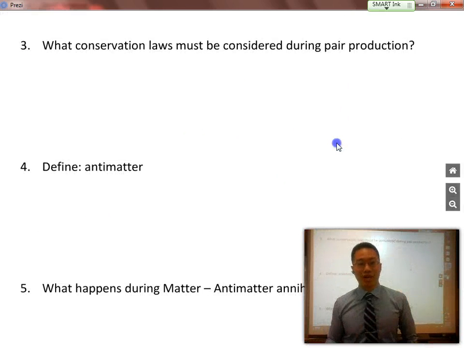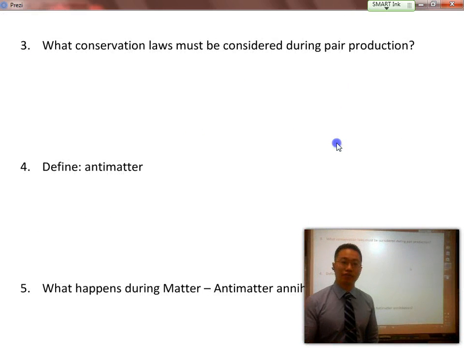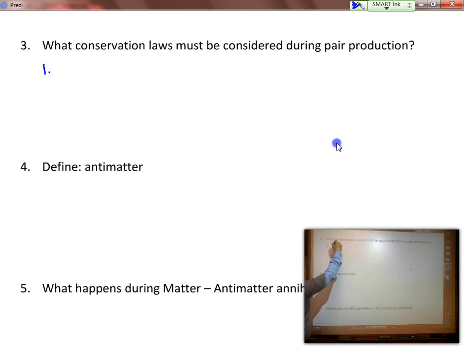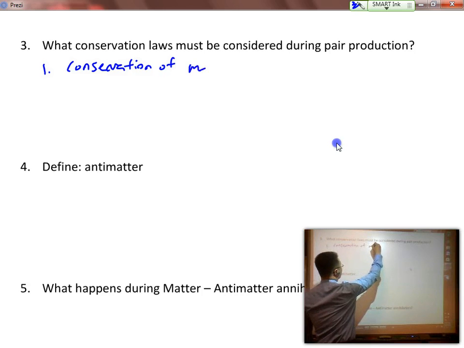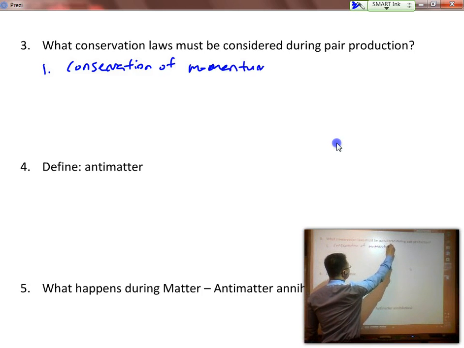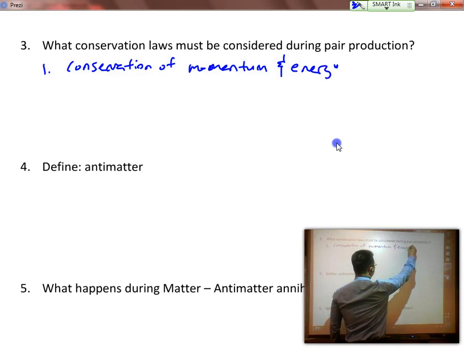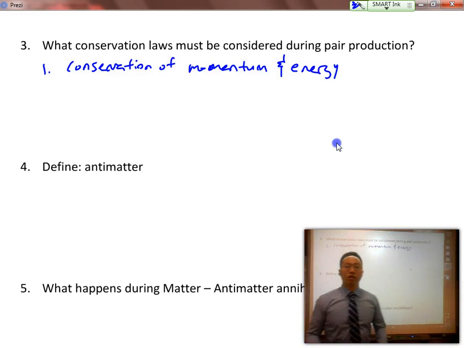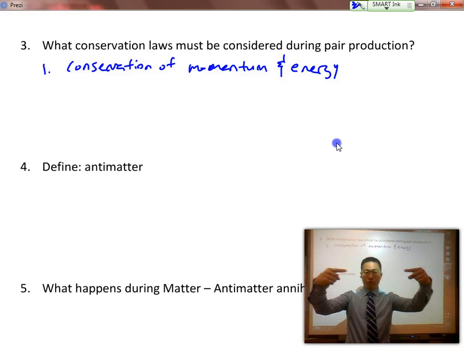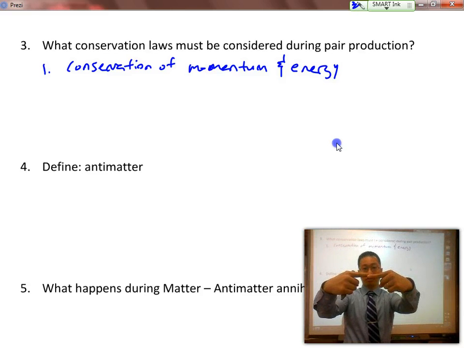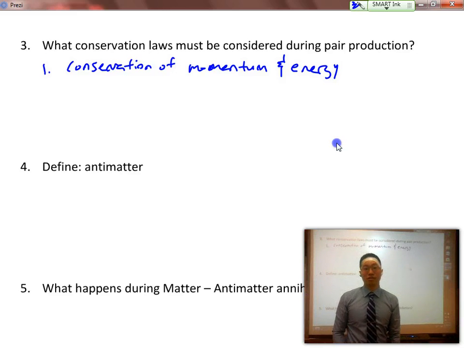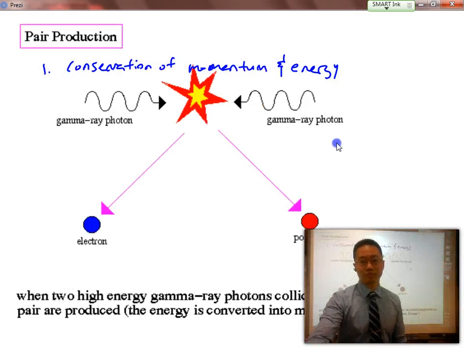Now, in both cases, you have to understand that there are several conservation laws that are considered here. The first one is that there is going to be conservation of momentum and energy. Okay, it's easy to see the conservation of momentum with the 2 photons, because when they strike each other, and we have the 2 electrons going out, the momentum in equals the momentum out, which is 0 in both cases.